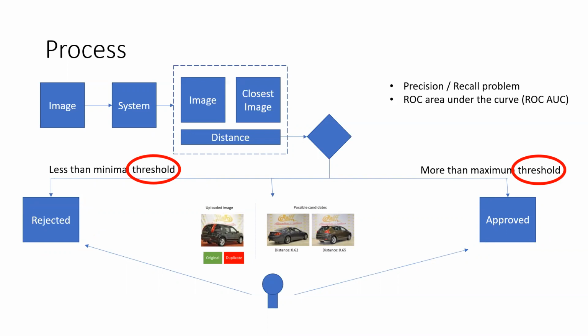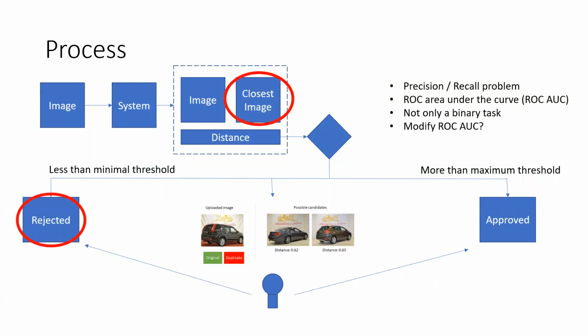To find this problem with threshold, we can also use the quite famous ROC AUC, the area under the curve, or ROC process, that can find different thresholds, and for each threshold find different positive and negative answers here. But we have the other problem.